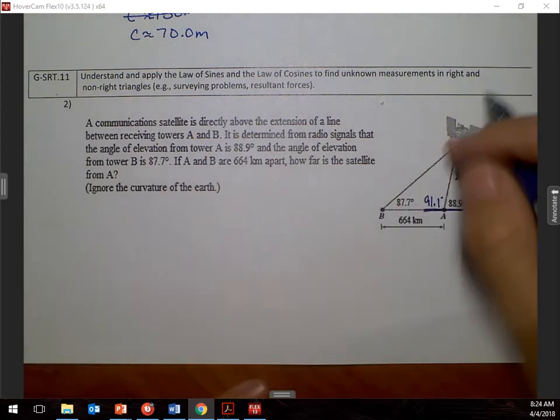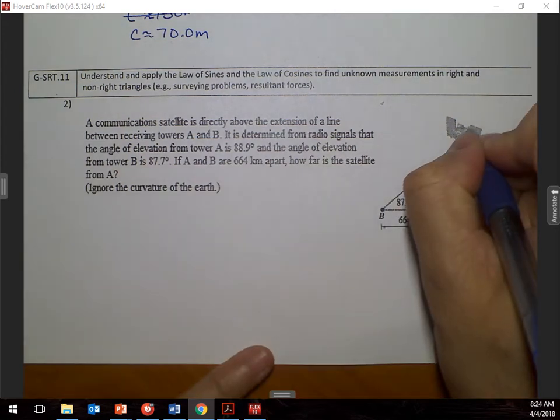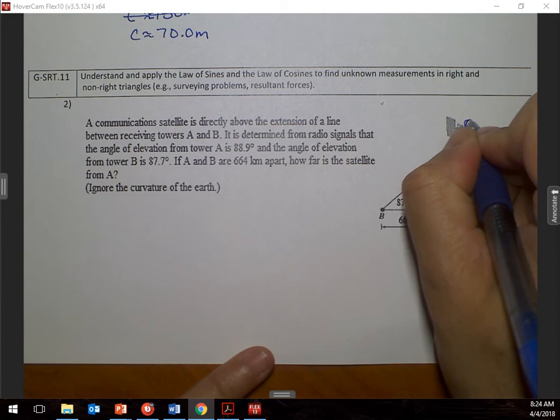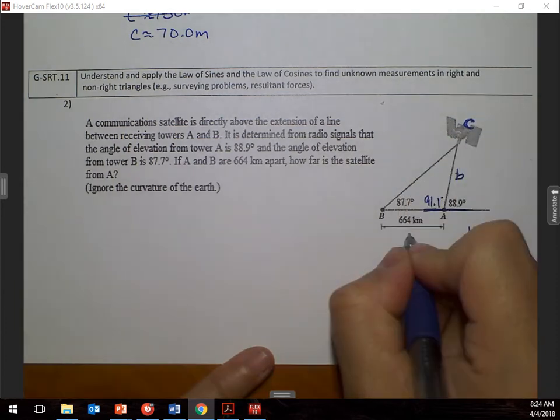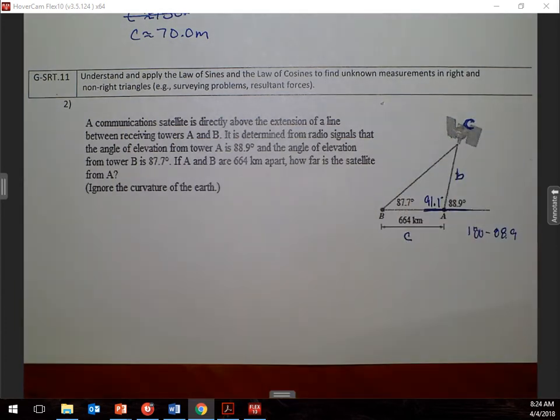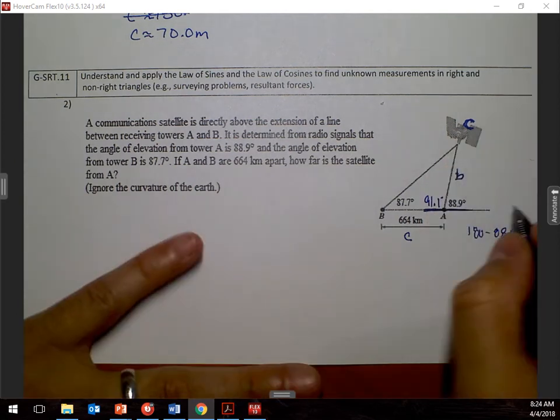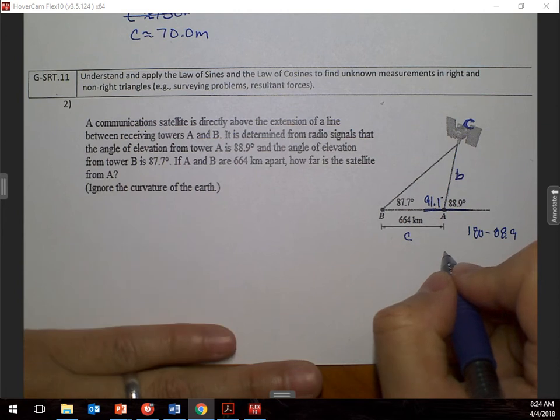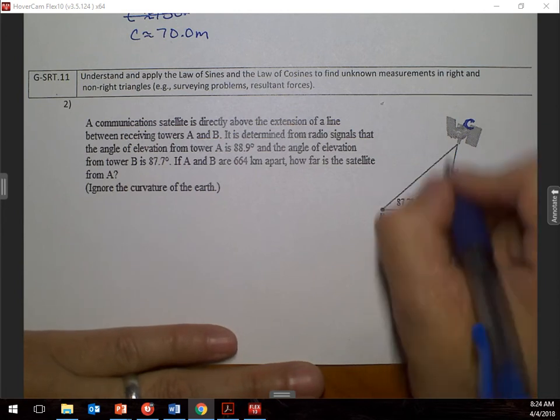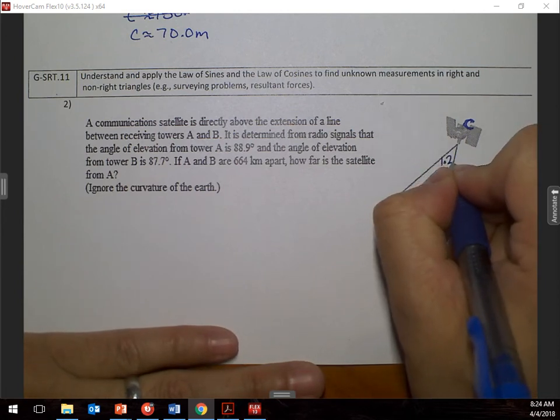C. So let's take a look. I'm going to put a big C right here, so that makes this one right here little c. So how would I find big C? Subtract from 180, right? The inside of a triangle adds up to 180. So what's that going to give me? 1.2 degrees.